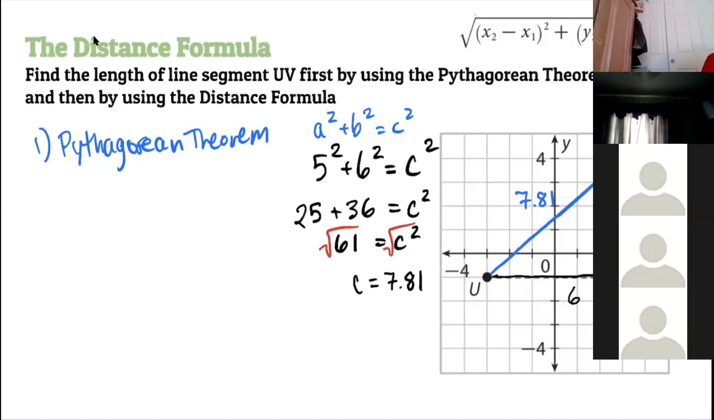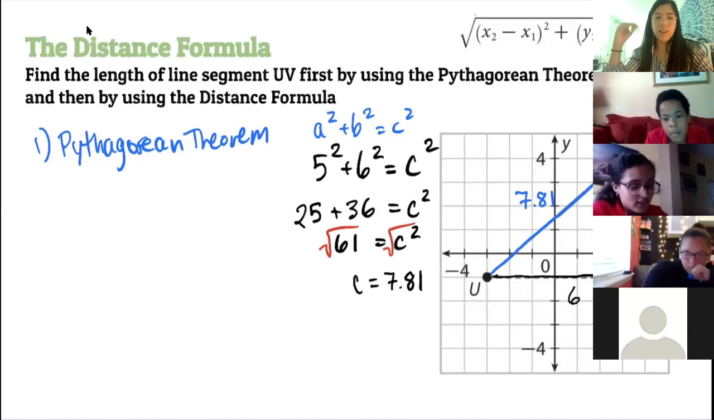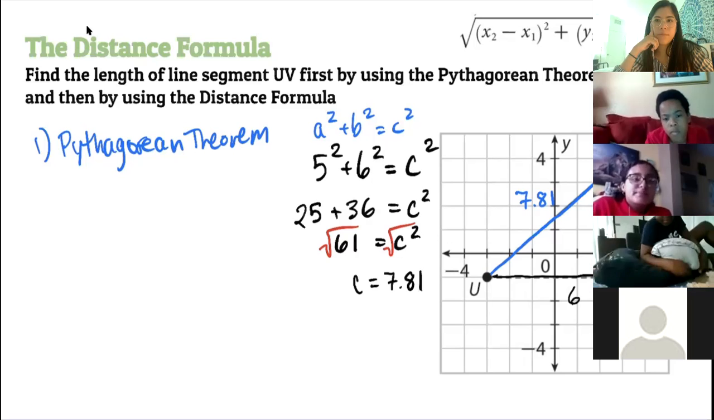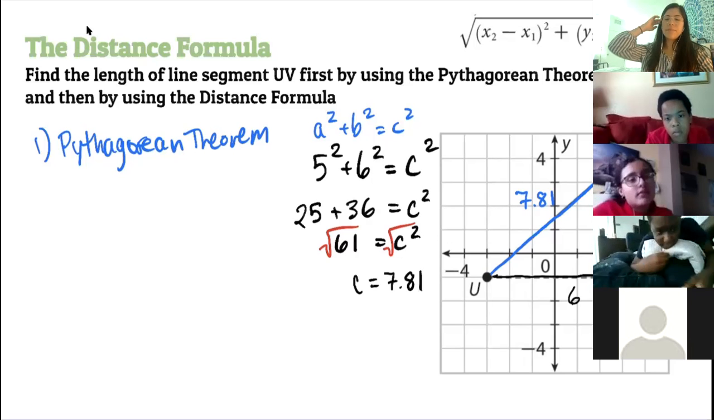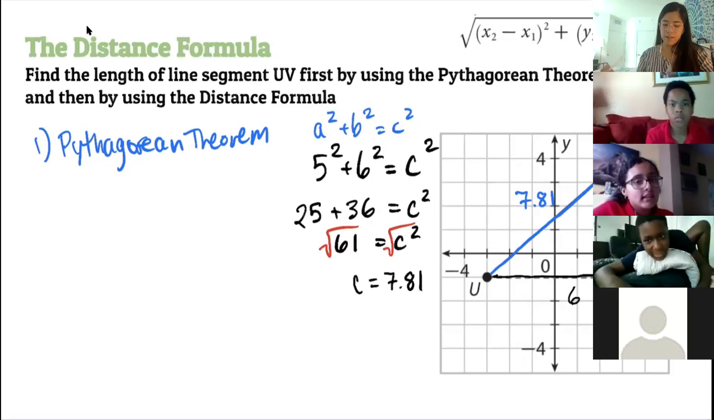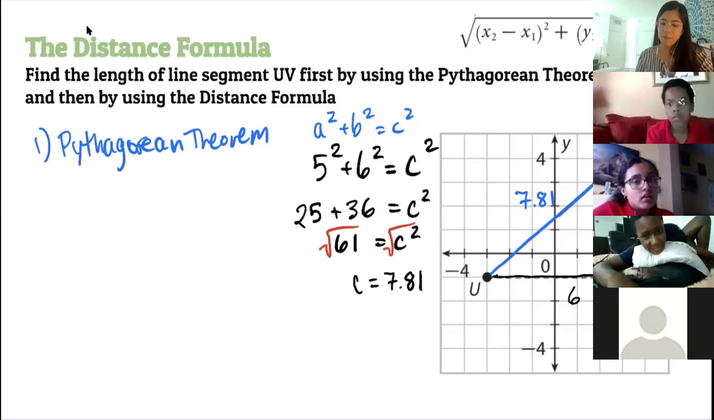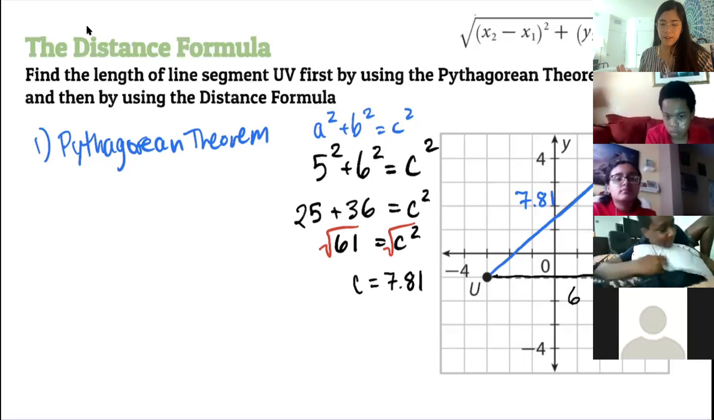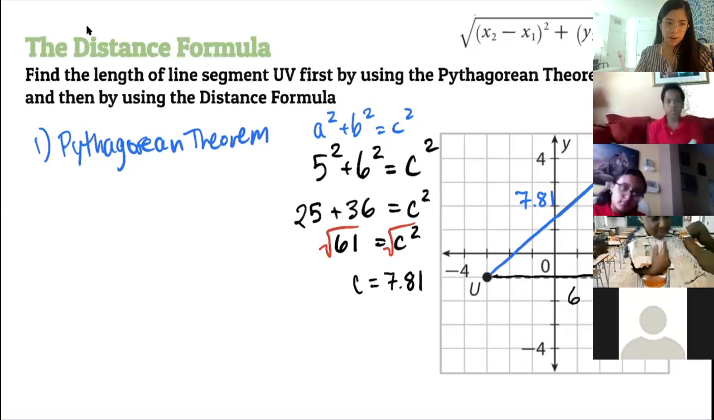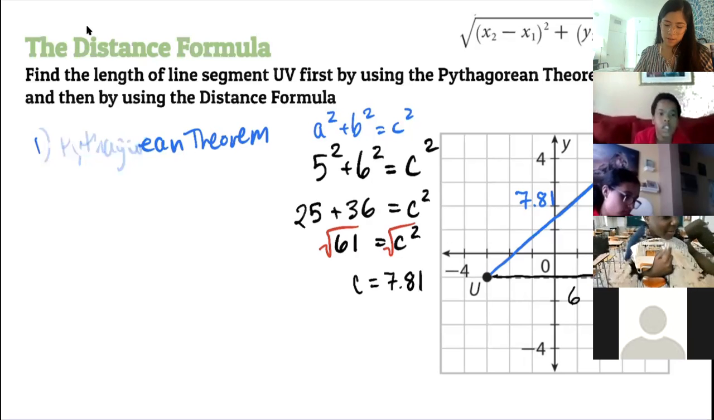Do I have any questions on the Pythagorean theorem? No. Okay. So that's that. Do I get to do the distance one now? If you want to, yeah. So let me go ahead. I'm gonna erase everything and go to the second problem now. Oh boy. Expect me to get a lot of things wrong.